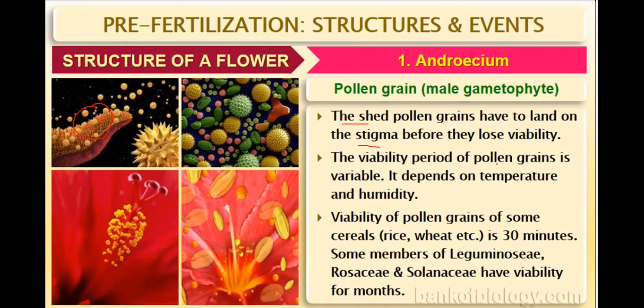The viability period of pollen grains is variable. It depends on temperature and humidity. Viability means life, so the lifespan of pollen grains varies in different plants. The viability of pollen grains of some cereals like rice and wheat is 30 minutes. Some members of Leguminosae, Rosaceae and Solanaceae have viability for a month.